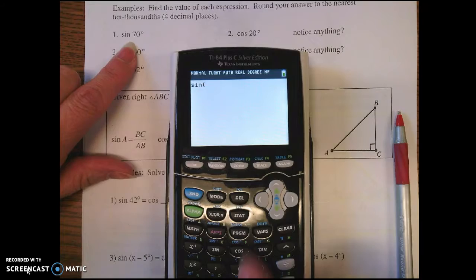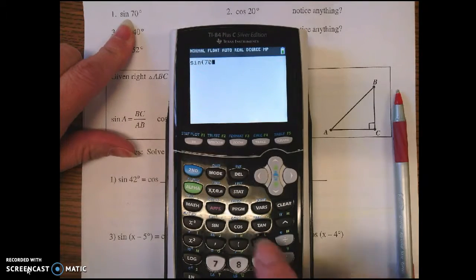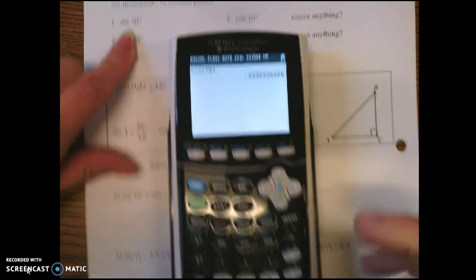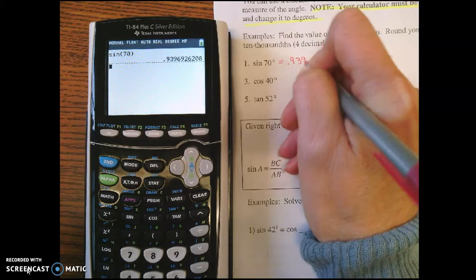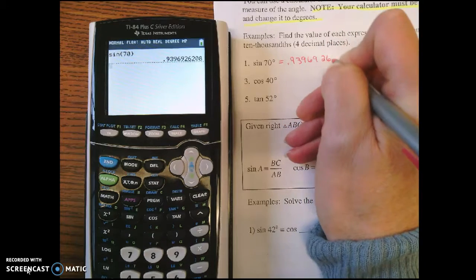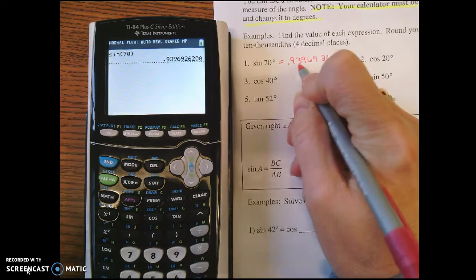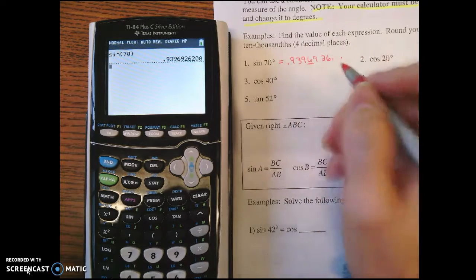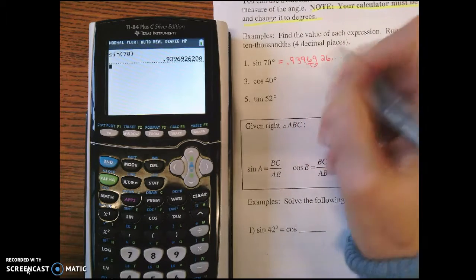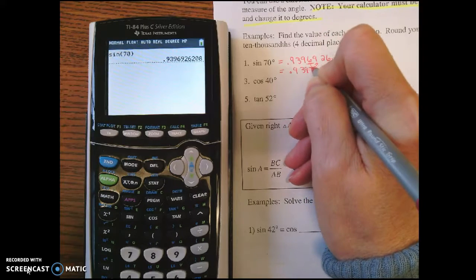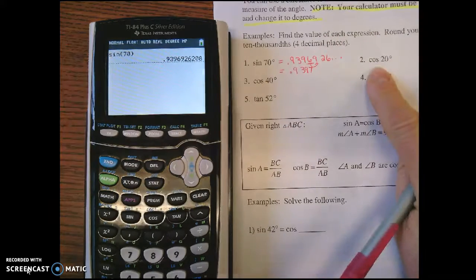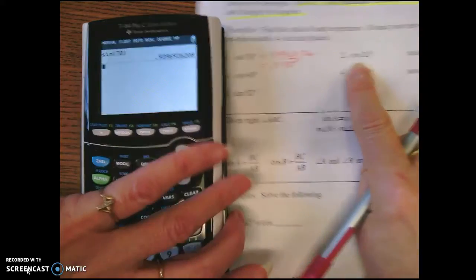So this wants sine of 70 degrees. It is this decimal, 0.9396926, and so on. 4 decimal places. We're making a decision about that 6. That 9 tells us to round up. So we're going to go 0.9397.